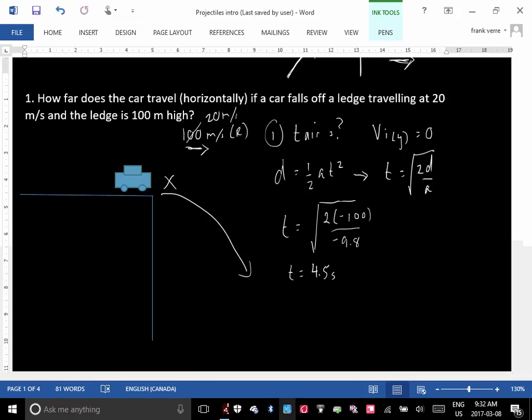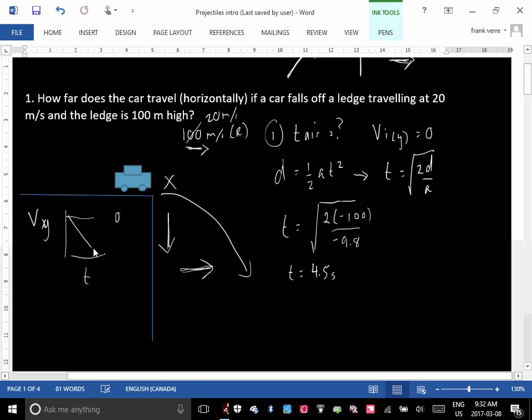Now, what's happening in that 4.5 seconds? Yeah, it is falling. And yeah, I heard it. It's also traveling this way. Now, if you were to think about the speed along the y direction versus time, if I was to graph it, would the speed be increasing in a negative direction, or would it be decreasing? It would be increasing, right? So if this is 0, we know that the speed would be increasing in a negative direction, right? Because of what?